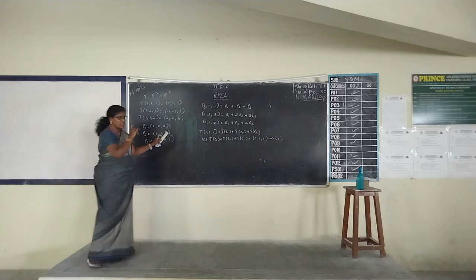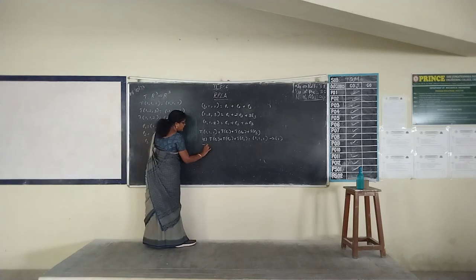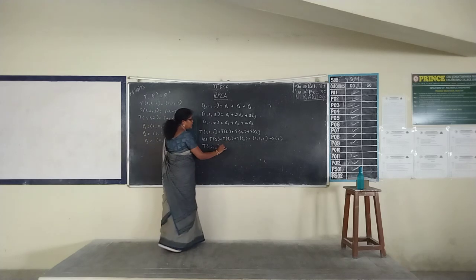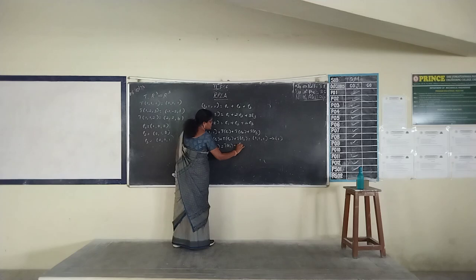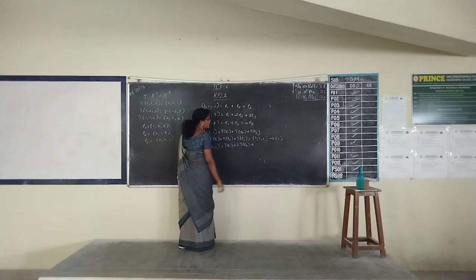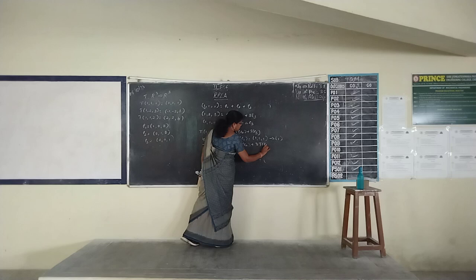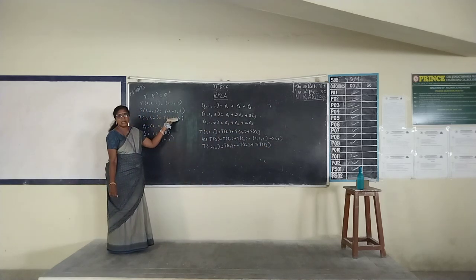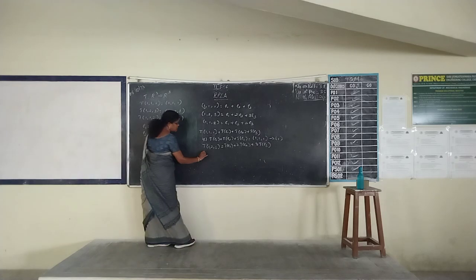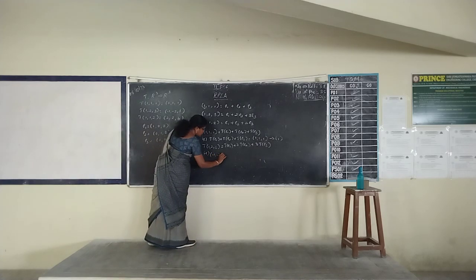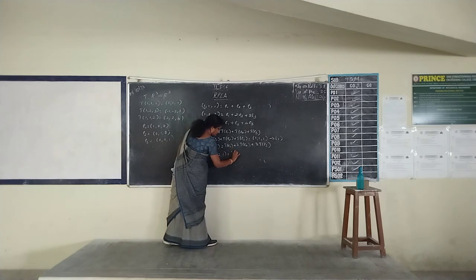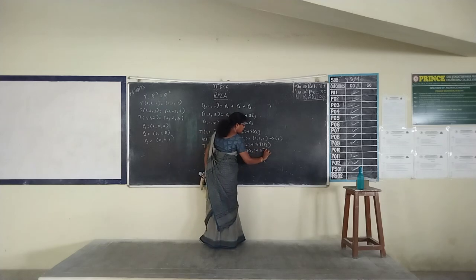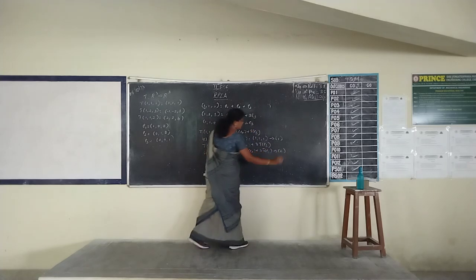Now apply it for the second equation. The transformation of (1, 2, 3) is equal to, tell me the answer, T of E1 plus 2 times T of E2 plus 3 times T of E3. But what is the left-hand side equal to? (-1, -2, 3). So replace it: (-1, -2, 3) equals T of E1 plus 2 times T of E2 plus 3 times T of E3. Take this as equation number 2.